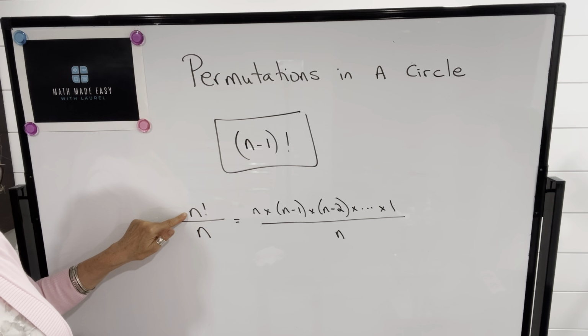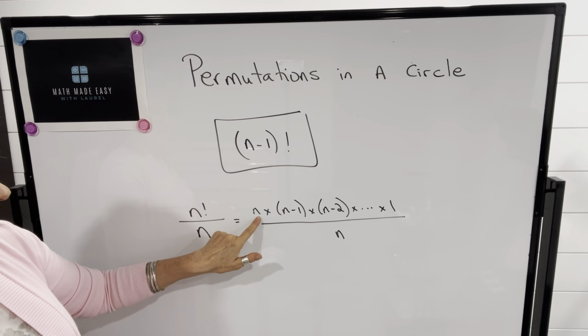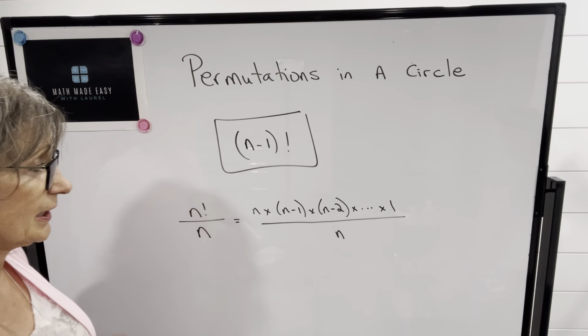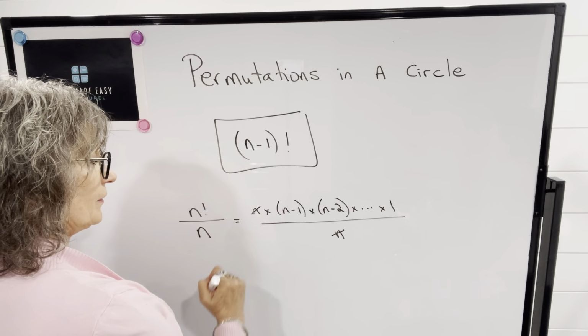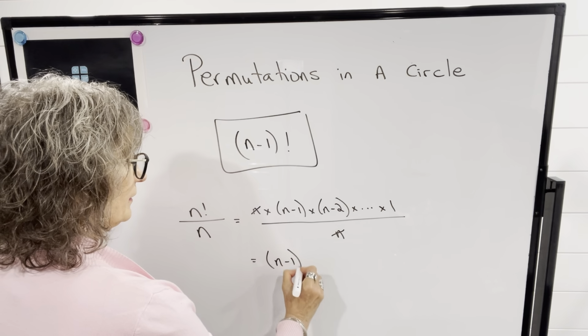If you're interested how we derive the formula, it's actually obtained by taking n factorial, the number of objects is n, dividing by n. So n factorial is n times n minus 1 times n minus 2, and so on, down to 1. N is in the denominator, it will cancel with n in the numerator, and what you're left with is n minus 1 factorial.